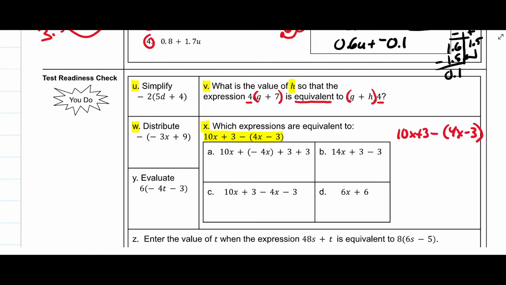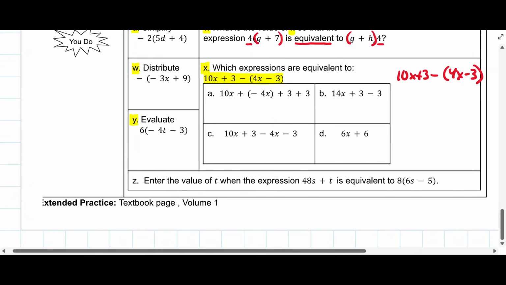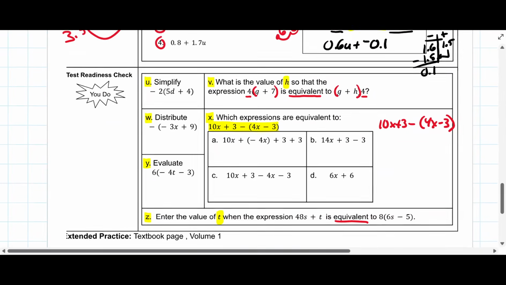Then you're going to move on to Y, and that's another distributive property. Look at that subtraction sign, use your additive inverse. And then Z will be your last one. And Z is enter the value of T when the expression 48s plus T is equivalent to 8 times 6s minus 5. So what would T be? All right, let's go ahead and pause the video, and I'd like you to try one at a time. Pause now and do letter U.